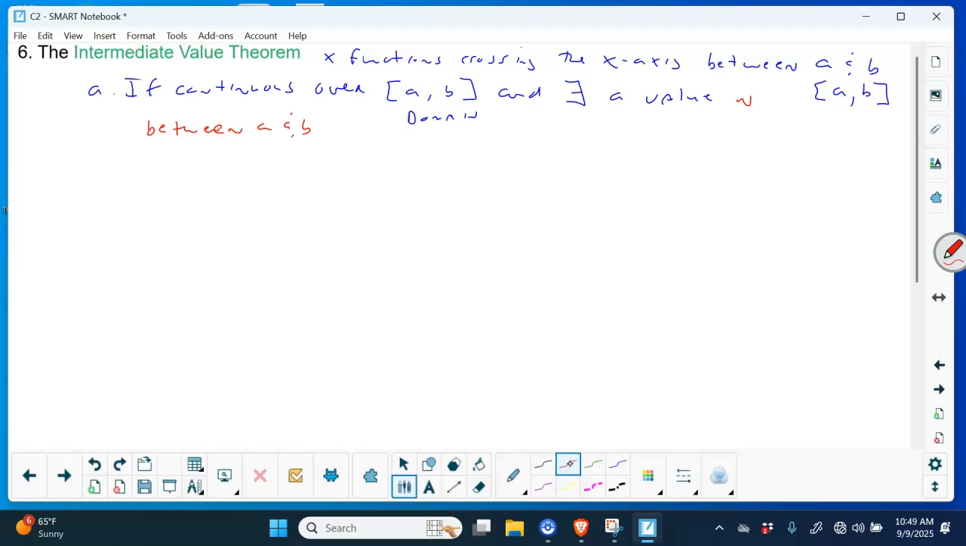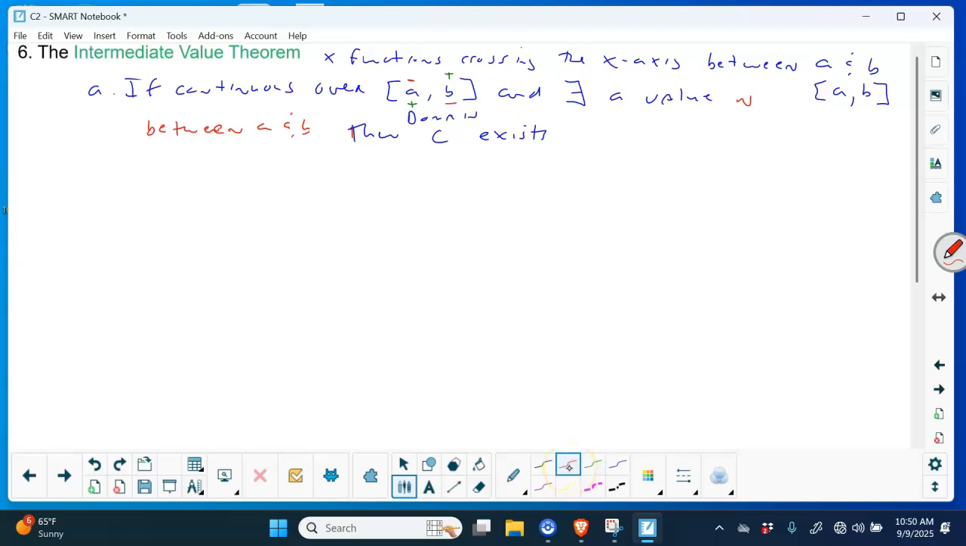Then C exists. Let me stay and go back to blue. Then C exists. So there's some C in between. All right. Now, I need to clarify a few things here. We're going to make our A a negative value and make our B a positive value, right? So if it's continuous going from negative to positive, or going from positive to negative, right?